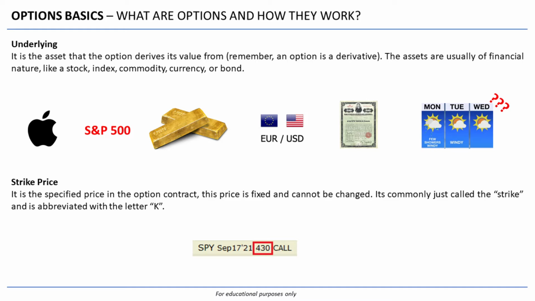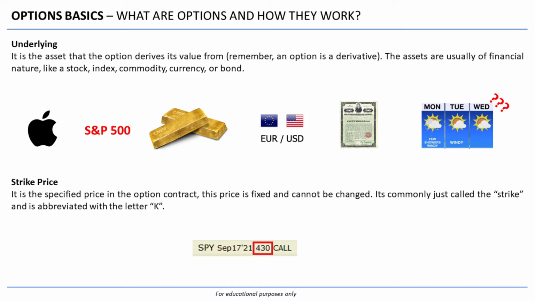derivative. The assets are usually of financial nature, like a stock, index, commodity, currency, or a bond. But if you want to get fancy, there are examples of options where the weather is the underlying. For our purposes, we will stick mainly to stocks as the underlying.